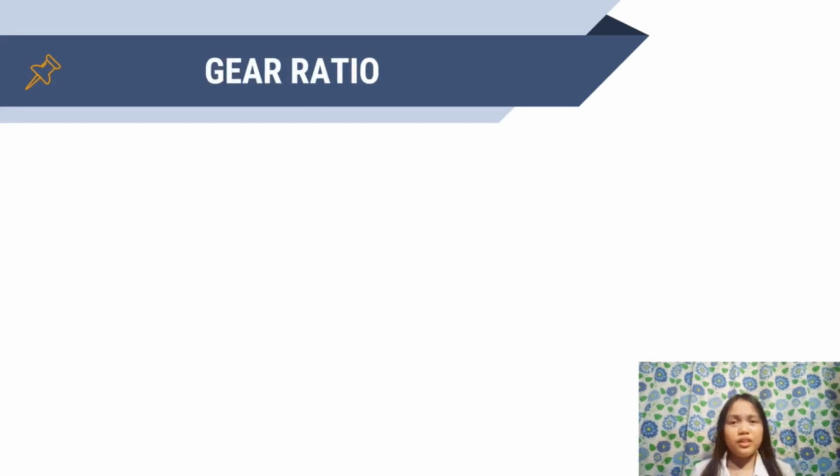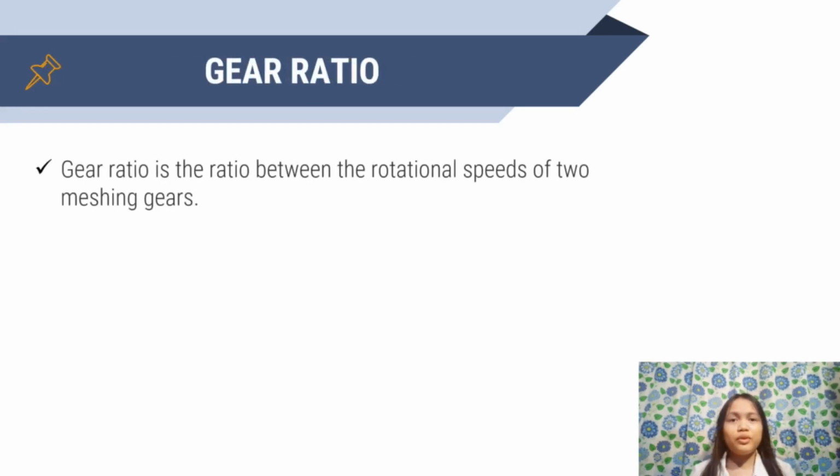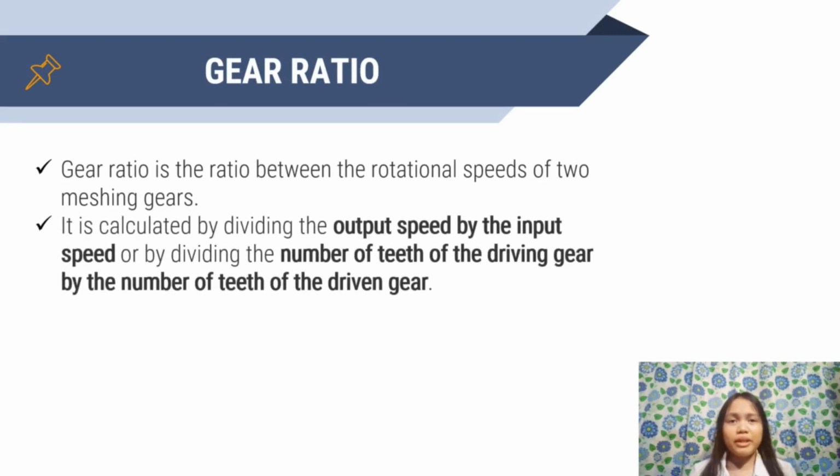Gear ratio. Gear ratio is the ratio between the rotational speeds of two meshing gears. It is calculated by dividing the output speed by the input speed or by dividing the number of teeth of the driving gear by the number of teeth of the driven gear. When mated gears are of different sizes, the resultant output torque and rotational speed are affected as the gear ratio is not equal to 1.